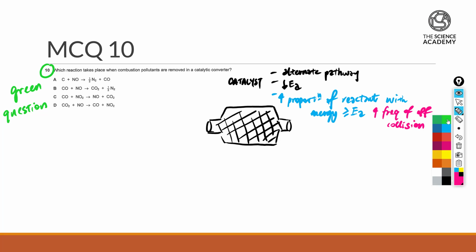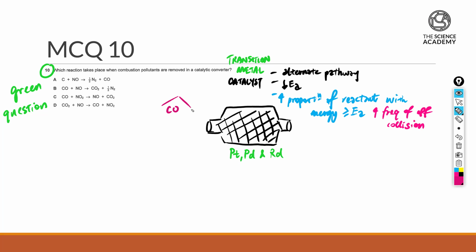And oftentimes, catalysts are considered to be transition metals. So it's imperative that you remember the choice of transition metal for your catalytic converter, and that includes platinum, palladium, as well as rhodium. Now, next important is the pollutants that are entering the catalytic converter. First up, we have carbon monoxide.